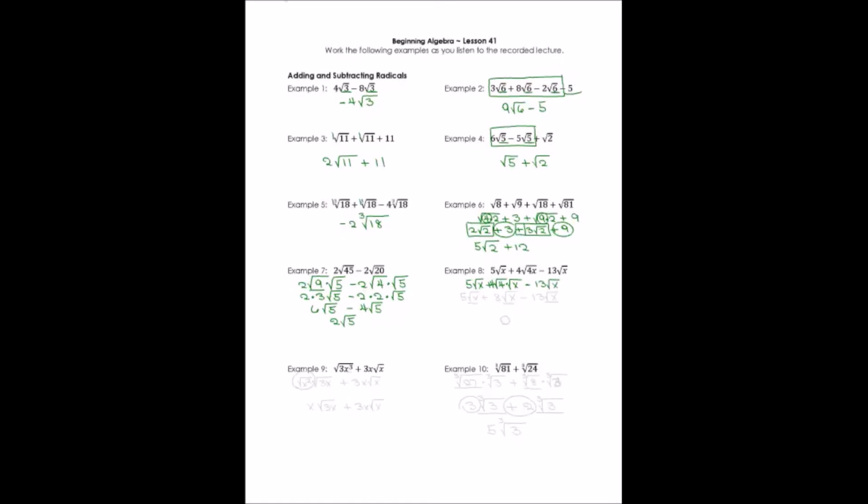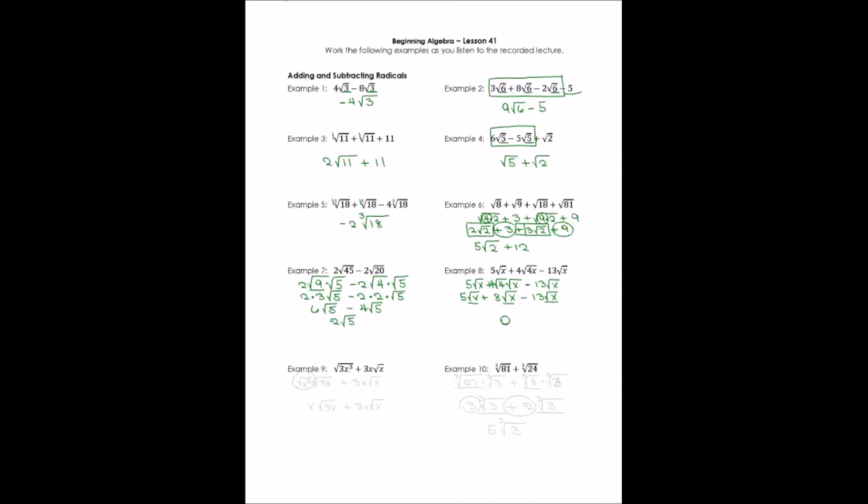Now, I can simplify a little bit. I can say 5 times the square root of x plus, and this is 4 times 2, because the square root of 4 is 2. So I'll say 4 times 2 would be 8 times the square root of x minus 13 times the square root of x. Everything is now in the same form. They're all square root of x's. So all I have to do is combine these like terms. I say 8 plus 5 will give me 13 minus 13. Well, they're going to cancel. So I have 0.